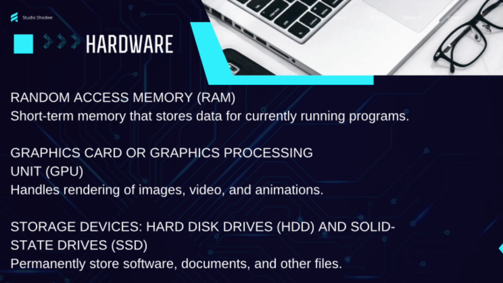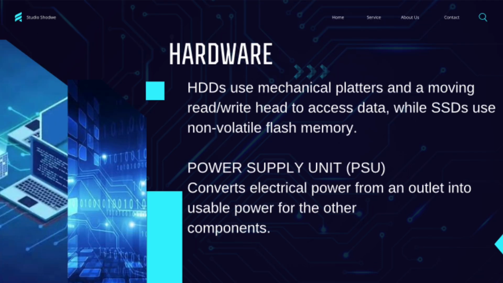Then storage devices such as hard disk drive or HDD and solid state drives or SSD. These permanently store software, documents, and other files. HDDs use mechanical platters and a moving read-write head to access data, while SSDs use non-volatile flash memory. Then the power supply unit or PSU converts electrical power from the outlet into usable power for the other components.